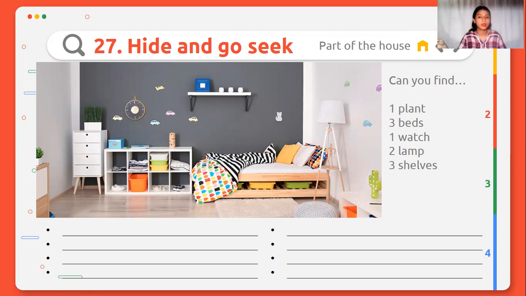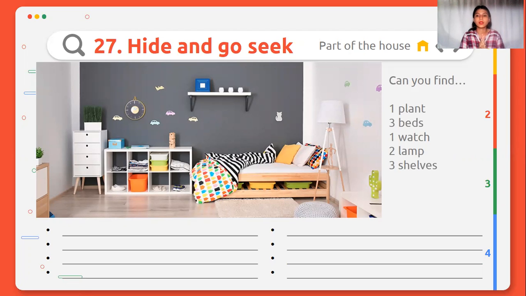So the student did sentences like "there is a bed in the bathroom", "there is a table in the living room", and something like that. But here, obviously the teacher has to give the student a picture like this.